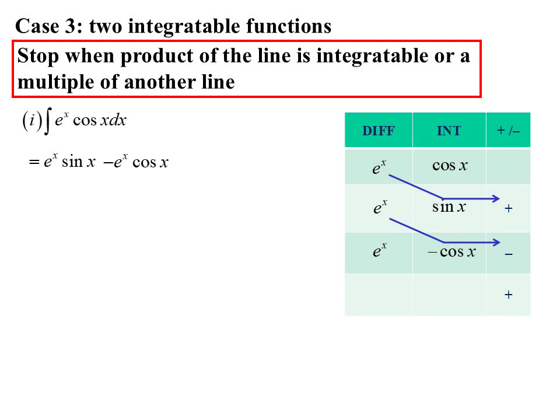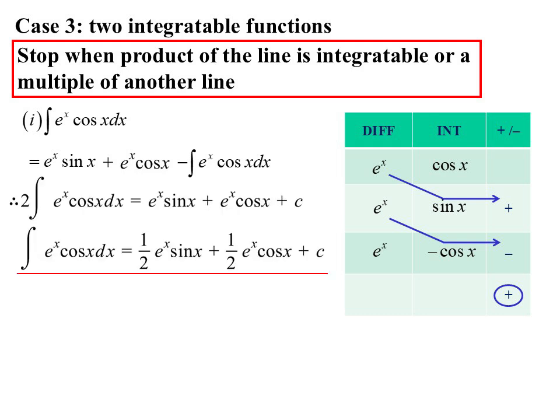So it'll be minus e to the x cos x, but then plus the integral of that line, which was a multiple of the first line. Move it over, divide by 2.